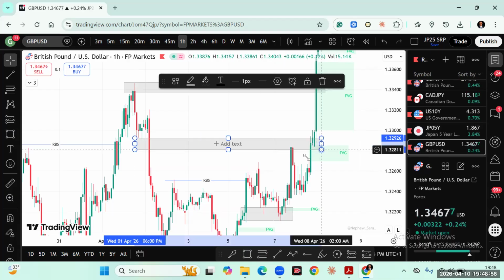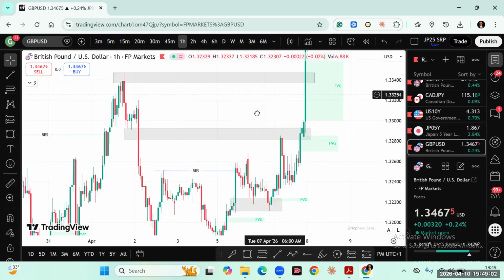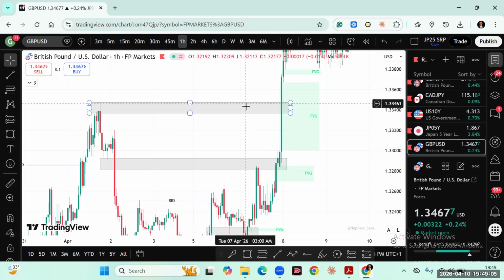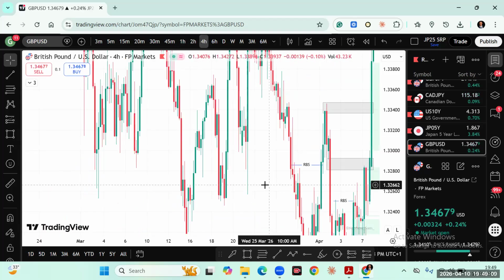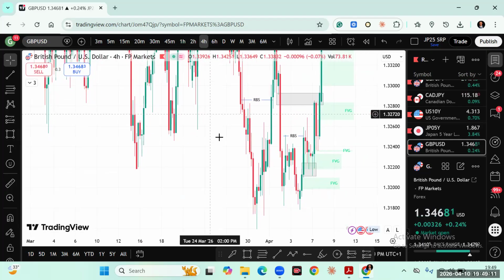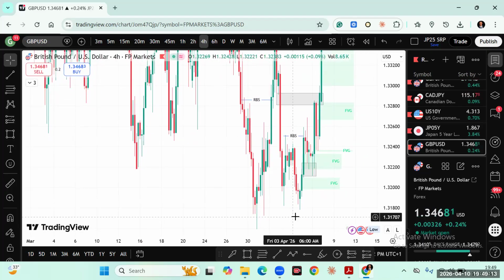And it got to 50% of the range, went down as if it was selling, and started buying back again. So your first profit, your second profit, then on the 4 hour, SL should be below this range, below the 4 hour range.